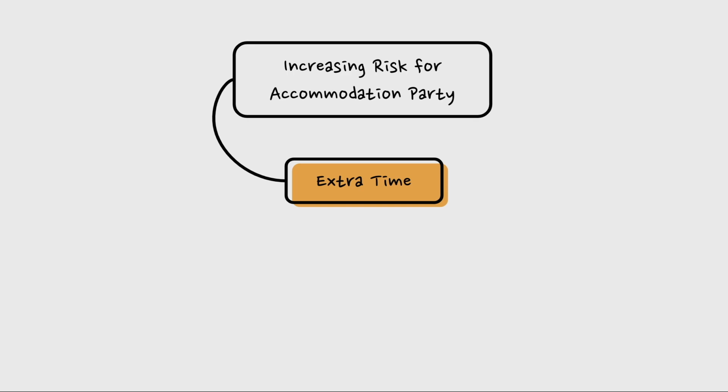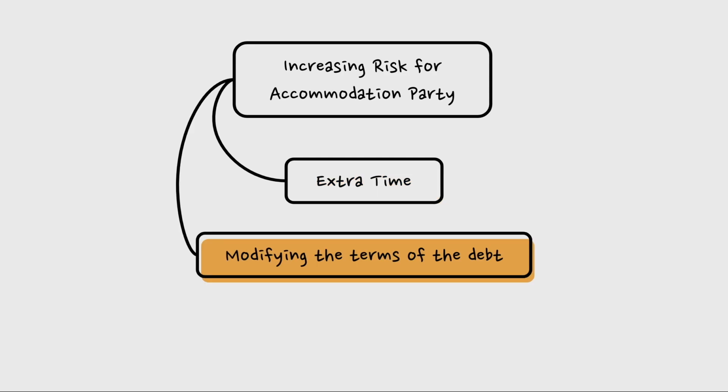That kind of thing is what needs to be shown, not just that there was an extension of time given, therefore the accommodation party's discharged. That's too simplistic a way of looking at it. You've got to think beyond that. Then the other thing is if the terms of the debt are changed by agreement, the borrower, Barb, and the lender, bank, get together and they agree to modify the terms of that debt. If they modify those terms in a way that increases the risk for the accommodation party, then again, the accommodation party is discharged under Article 3.